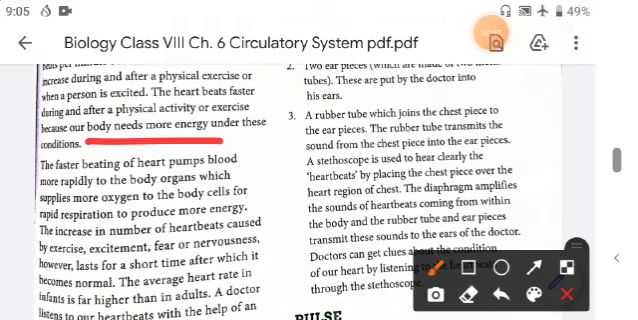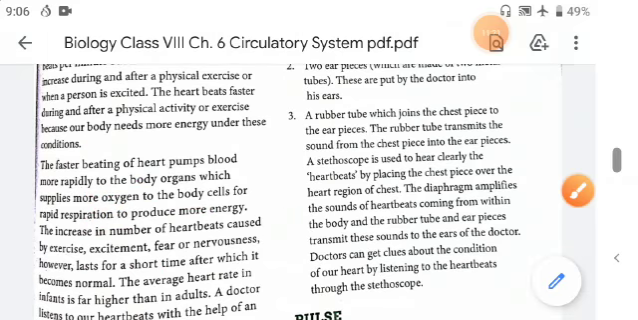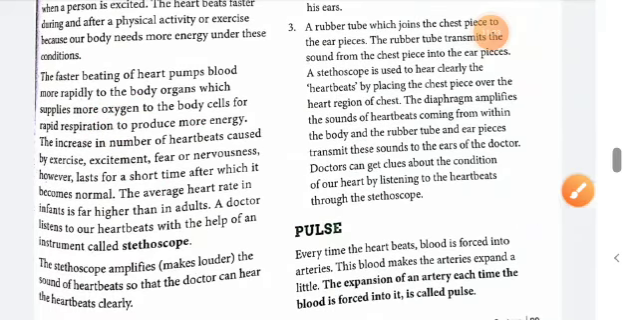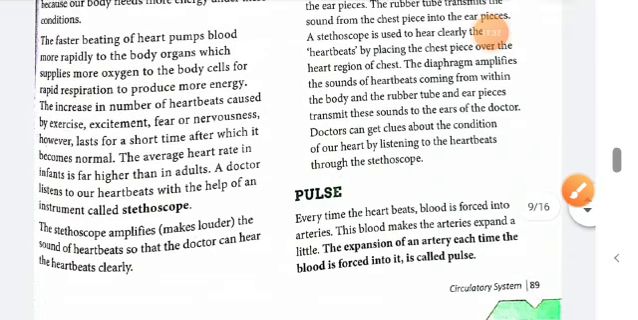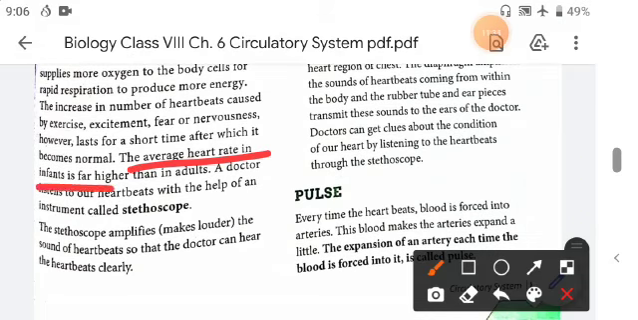Now the faster beat of the heart pumps blood more rapidly to the body organs, which supplies more oxygen to the body cells for rapid respiration to produce more and more energy. The increase in the number of heartbeats caused by exercise, excitement, or nervousness, however, lasts for a short time, after which it becomes normal. The average heart rate in an infant is far higher than in adults.